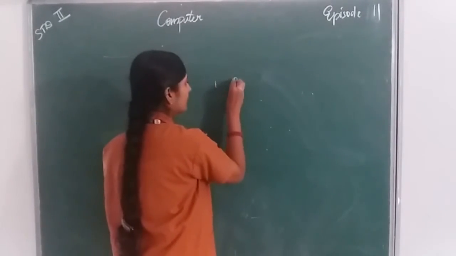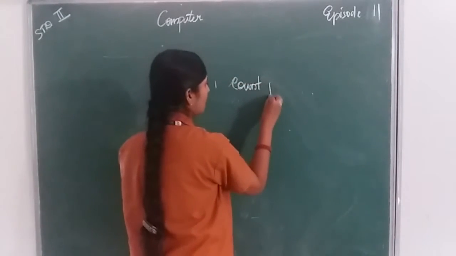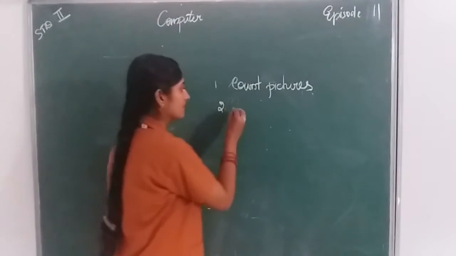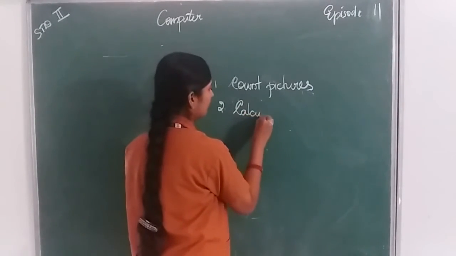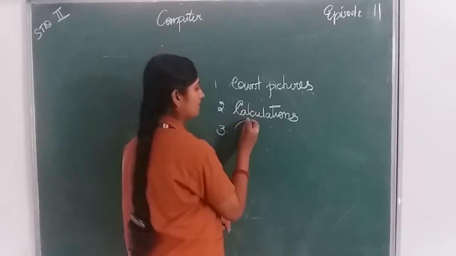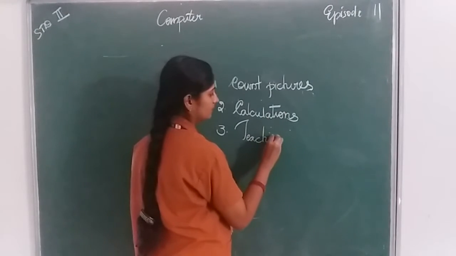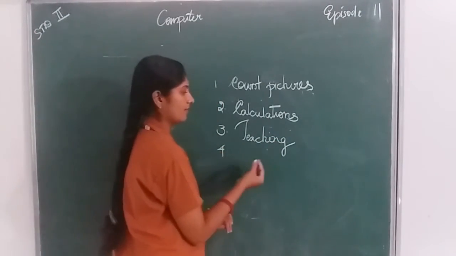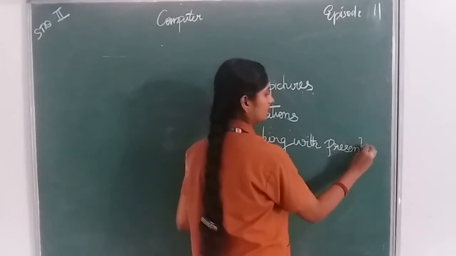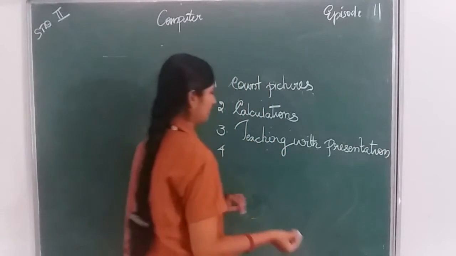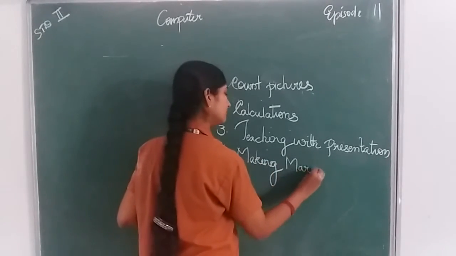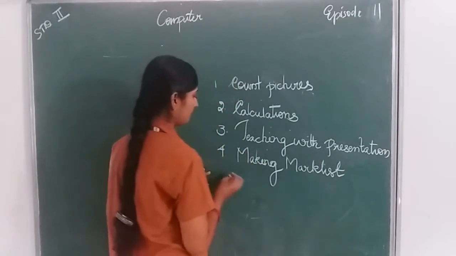What do you think is done on computer in schools? So first, count pictures. Then second one, calculations. Then teaching purposes, for teaching. Then presentation. Then making mark list. Preparing result.